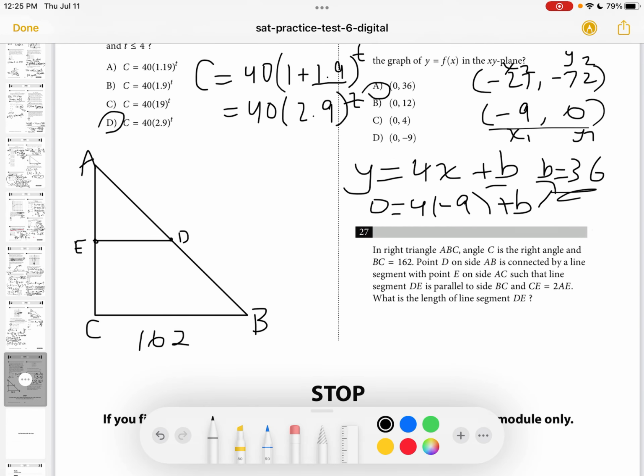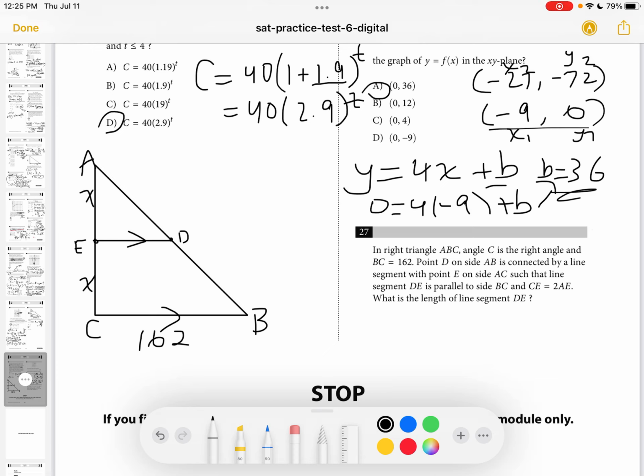We're given that segment DE is parallel to side BC. So this is parallel, that's parallel, right? And CE is equal to 2AE. So if AE is x, CE is 2x. So this part will also be x. What's the length of line segment DE?